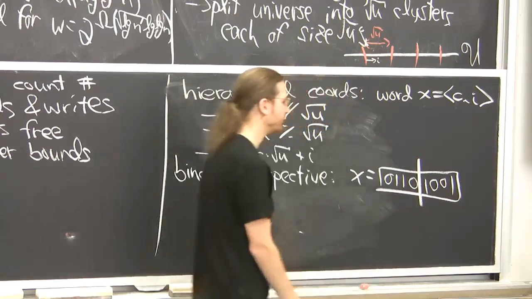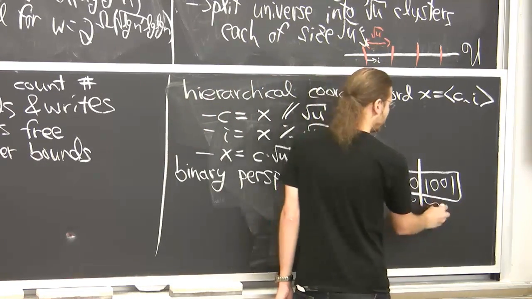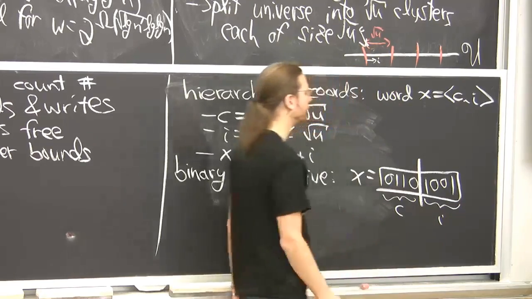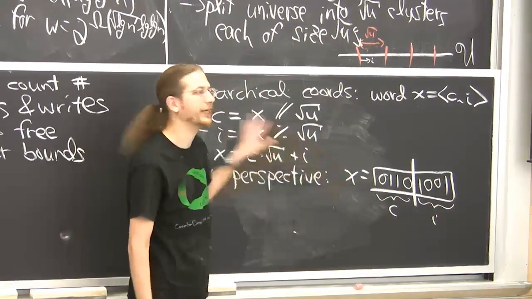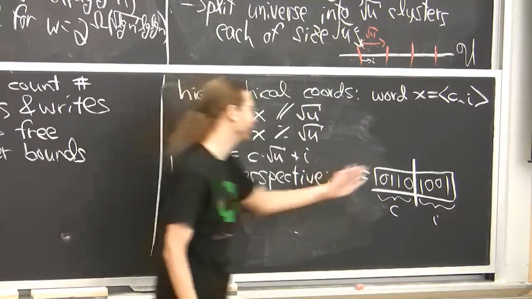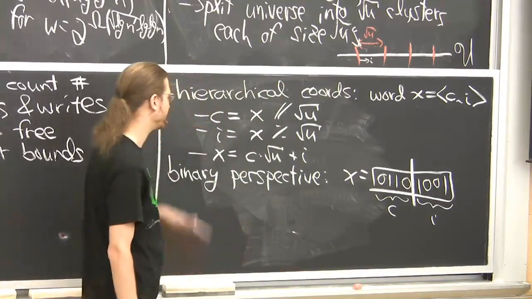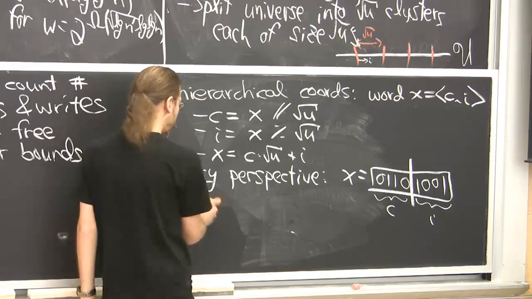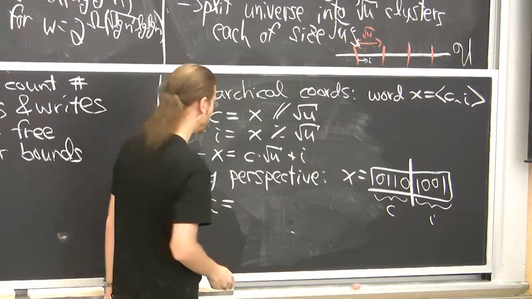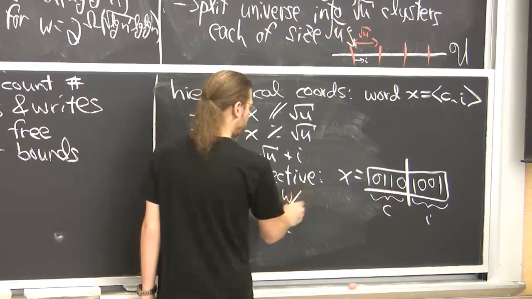Divide that bit sequence in half, and then this part is C, this part is I. If you assume that W is a power of 2, these two are identical. If they're not a power of 2, you've got to round a little bit here. It doesn't matter, but you can use this definition instead of this one, either way. So in this case, C is x shifted right by W over 2, basically.